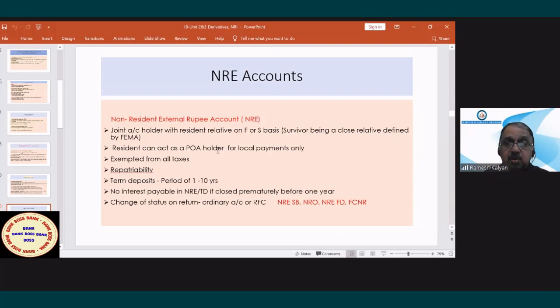But suppose the account holder has given a power of attorney to A, and I have gone to the US. I can ask A to send money to me. He can send it to me, but not to any other person. So these are the POA and its benefits.